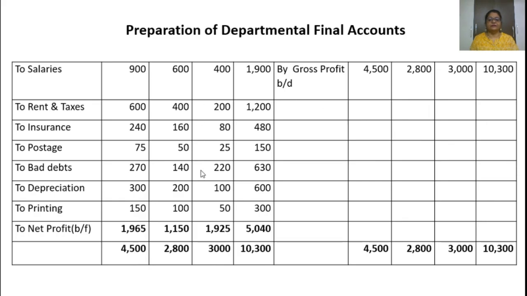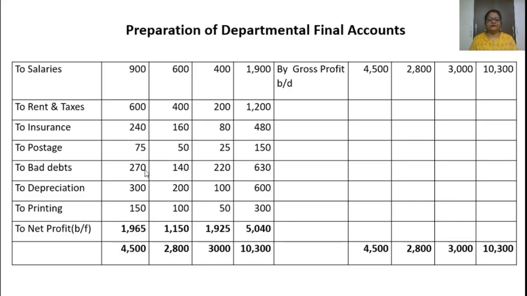Here is the second part of your trading and profit and loss account. Now you see the salaries on the debit side. 900, 600, 400. Rent and taxes, where you use the common ratio, 600, 400, 200. Insurance 240, 160, 80. Postage 75, 50, 25.